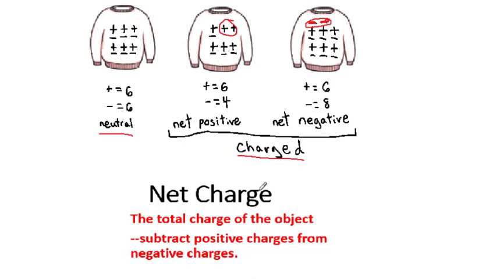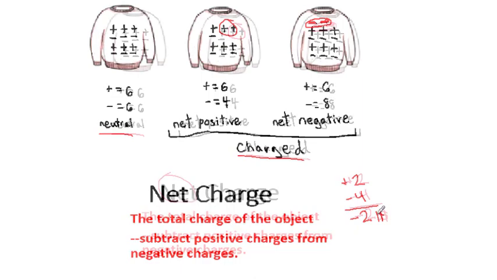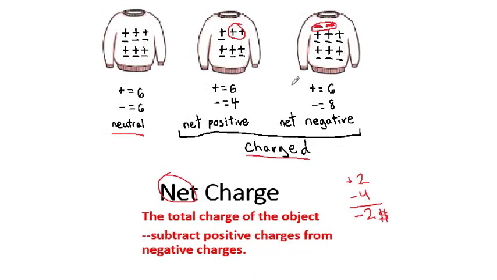The word net is used in a lot of other ways. For example, if I made $2, so I'm going to put a plus, and I spent $4, I have a net of negative $2. Later on we will see there are 4 primary ways that an object can become charged or become neutral.